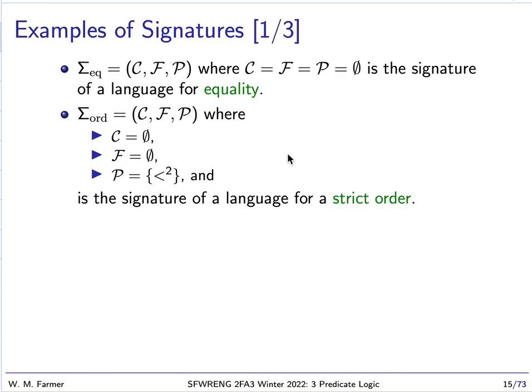The difference between a relation and a predicate is that a relation is a set of ordered tuples, and a predicate takes a tuple and returns true or false. So they're essentially the same. We need a binary predicate, a predicate with arity 2, to represent less than. So that's what this signature is for. It's for talking about strict order. So we can write down statements like this: A is strictly less than B.